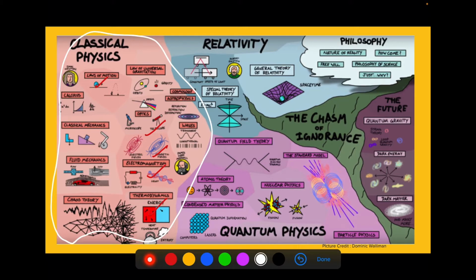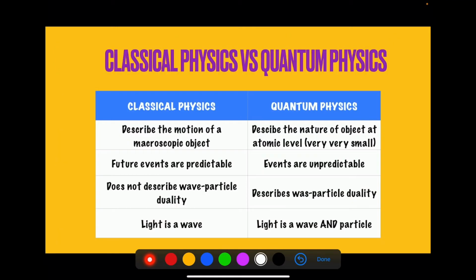So in classical physics, it makes us think that we know so many things on physics. But wait, this is only a small portion of physics knowledge. As you can see in the map, we have covered only one side of physics. So there is so much more. And on the other side, we have this new thing, quantum physics. So what are the differences between classical physics and quantum physics?